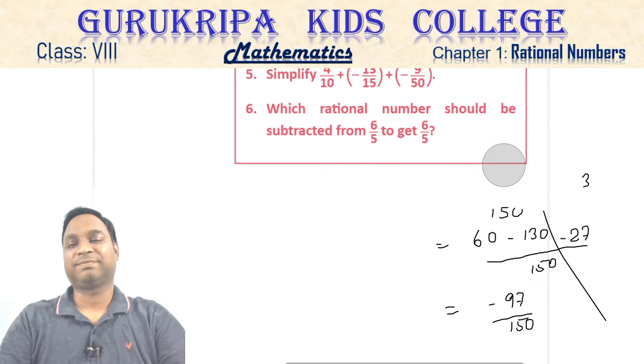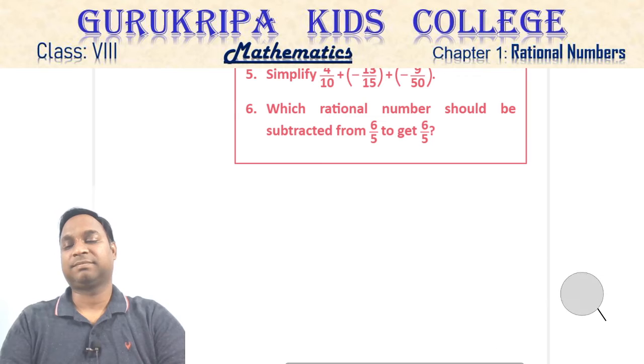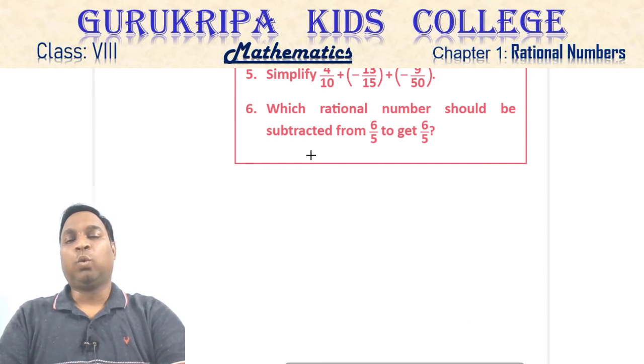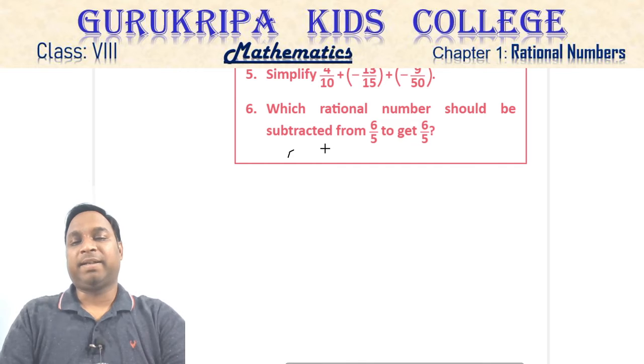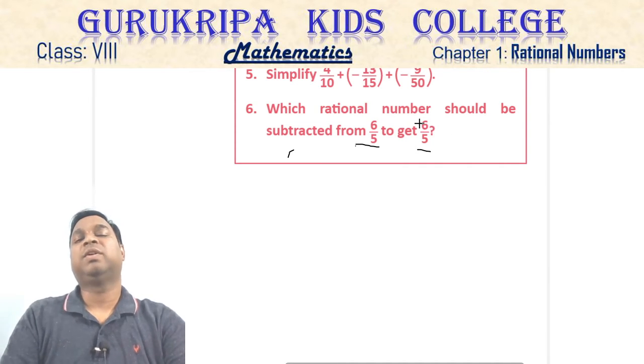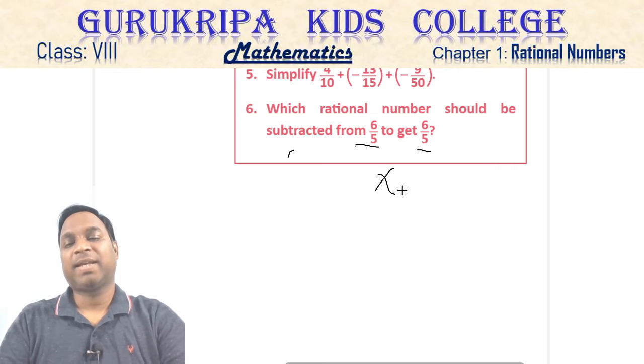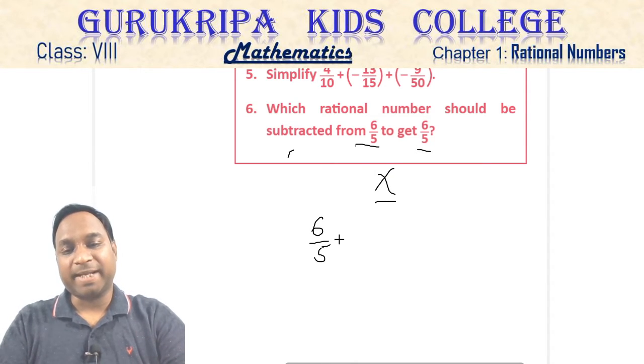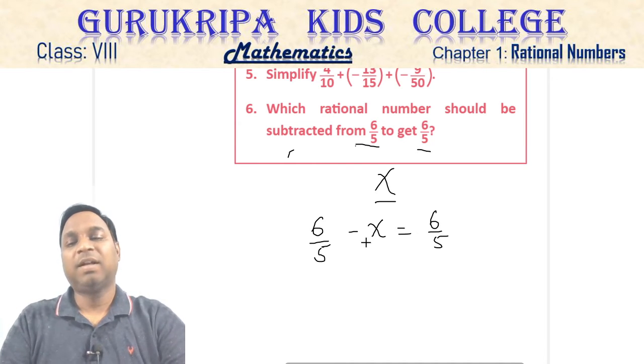Question number 6. Which rational number should be subtracted from 6 by 5 to get 6 by 5? First of all, you have to understand the question. Which rational number should be subtracted from 6 by 5 to get 6 by 5? So let's say there is a rational number x. What is the question? The question says this x should be subtracted from 6 by 5. So if we subtract this x from 6 by 5, what is the answer we get? 6 by 5. Now we have one equation.